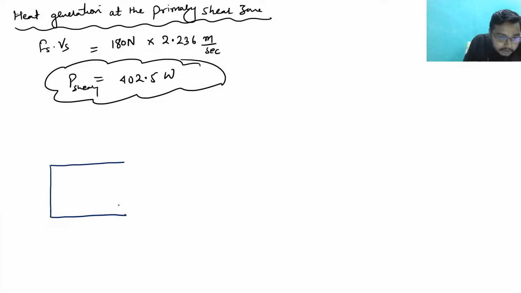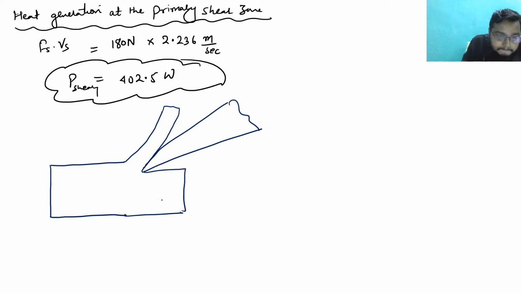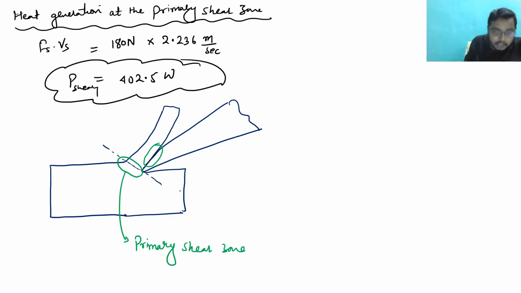When you are machining, the chips get formed out with the tool. This is a tool, and see, this is a shear plane. I have already told you there are two zones. One zone is this, and another zone is this, right? So this zone is known as primary shear zone, and this zone is secondary deformation zone.